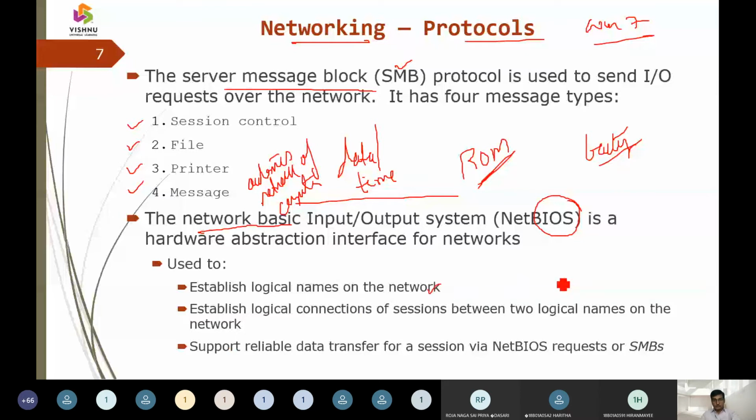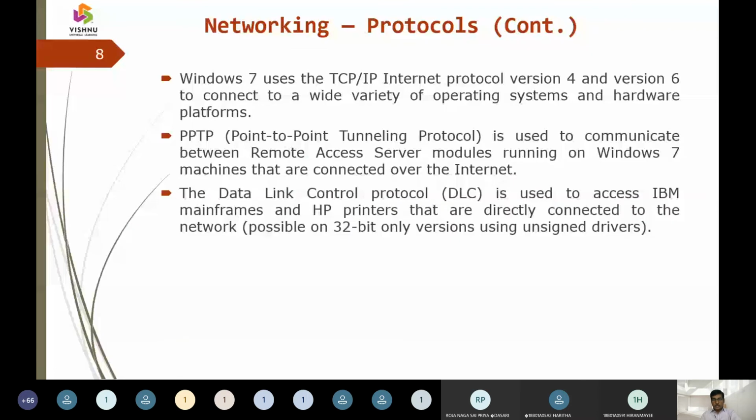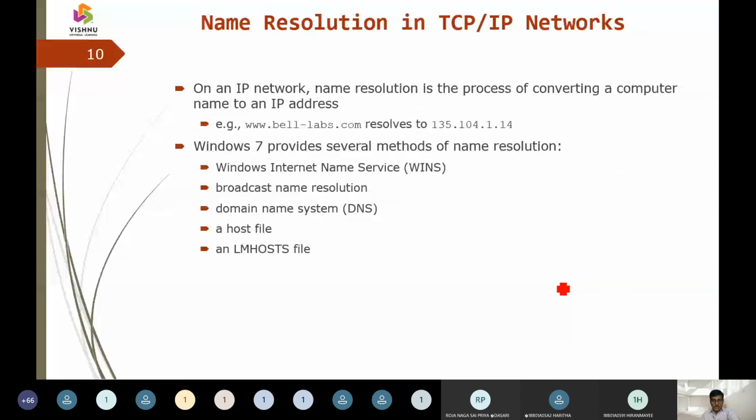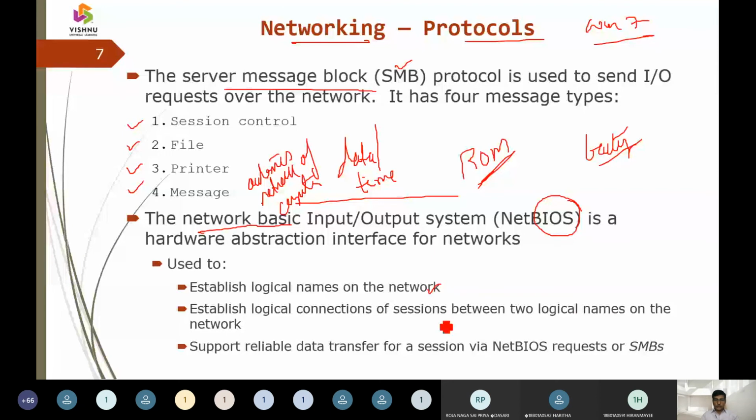Yes, these are all the logical names you can see here. The traffic can be something like WINS, or the domain name service. All these are going to have some logical names, and then it is going to make a connection, a session, between two networks. And then it is going to have a connection with this network BIOS and server message blocks. All this is taken up with the network protocols.